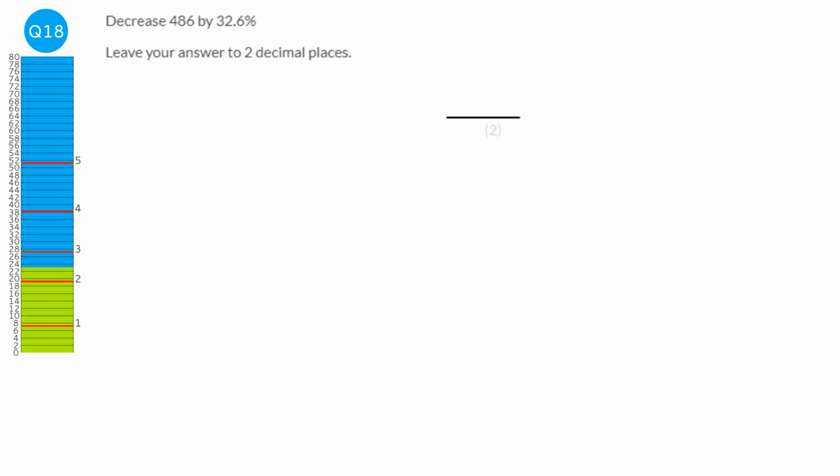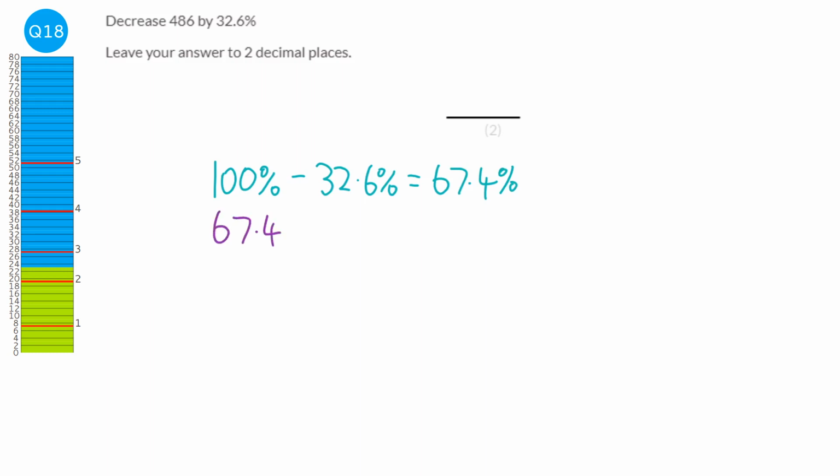We're going to start off by finding what the multiplier will be. So we will start off with 100%, and it's a decrease of 32.6%, so we're going to take that away, and that will leave the percentage as 67.4%. Next we need to convert that into a decimal, so we're going to divide it by 100, and that will make it into a multiplier.